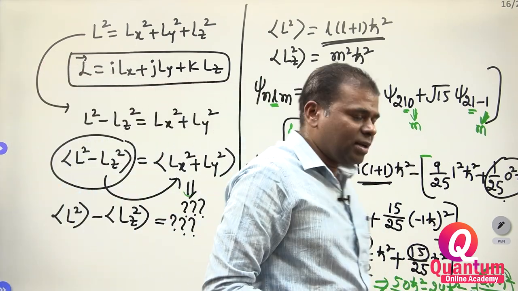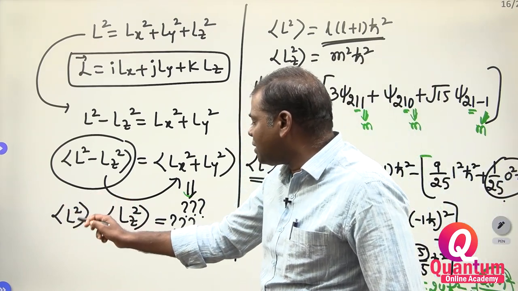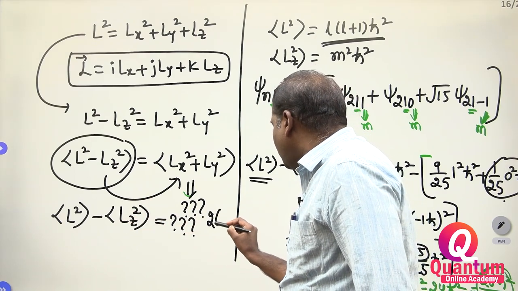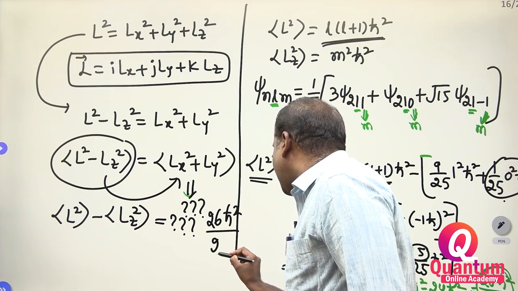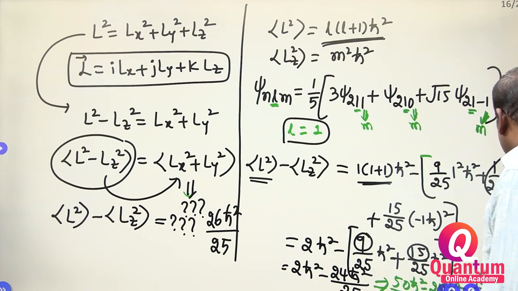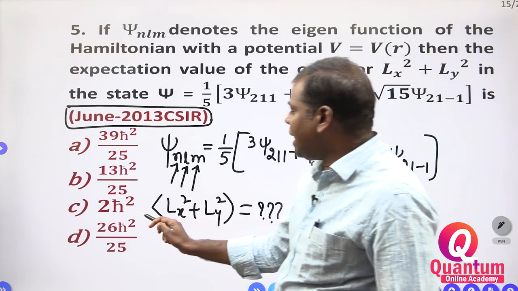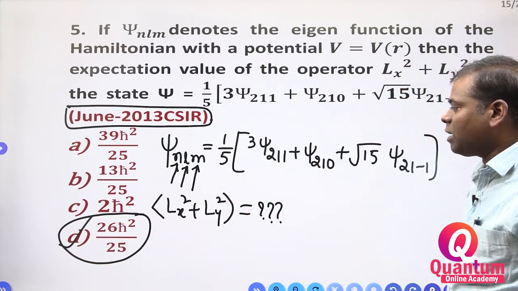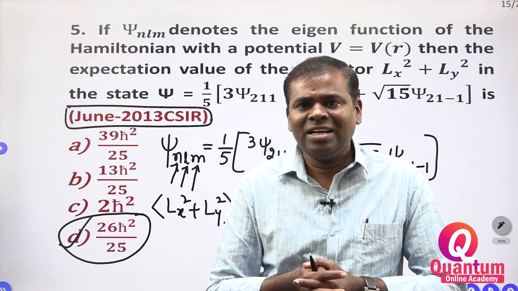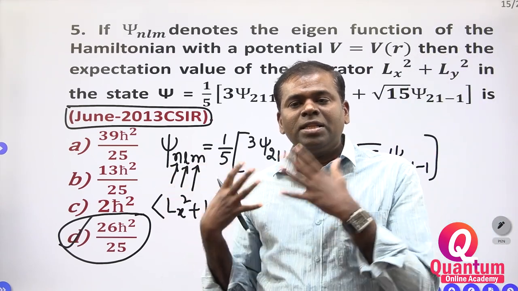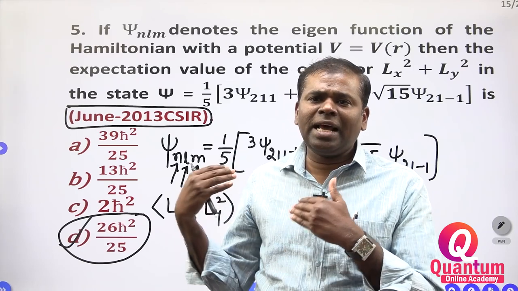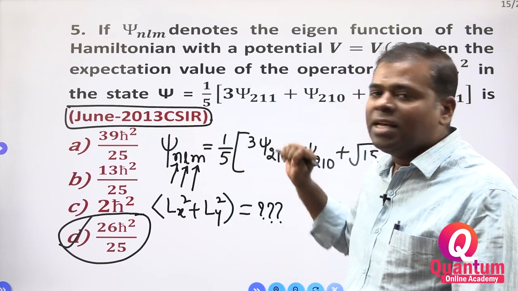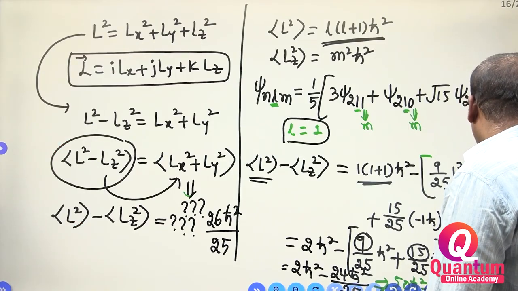So according to your options, the expectation value of L square minus the expectation value of Lz square is equal to 26 h cut square divided by 25. We have to see whether that value is there. That value is there, option D. Option D is correct. Like this we have to solve. If you do not know the trick, you are unable to solve this problem. This problem is very, very important. Many times questions like these are asked in the CSIR examination. This question came in the June 2013 CSIR examination.